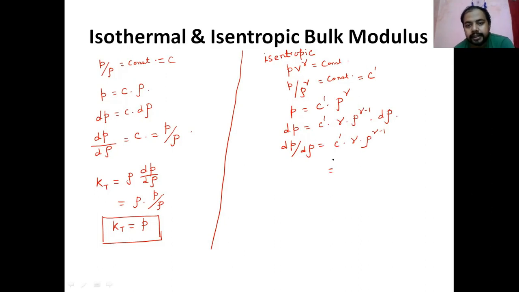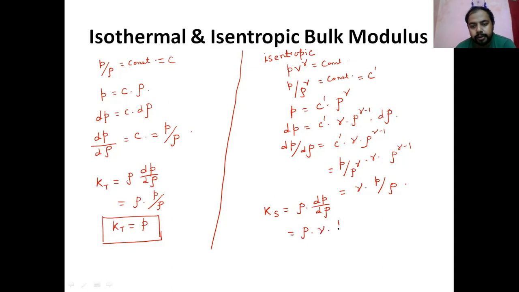So what is C dash? C dash is again the same thing. You can put it here as P by rho to the power gamma. So gamma into P by rho. Hence the isentropic bulk modulus will be equal to rho into gamma P by rho, and gamma into P.